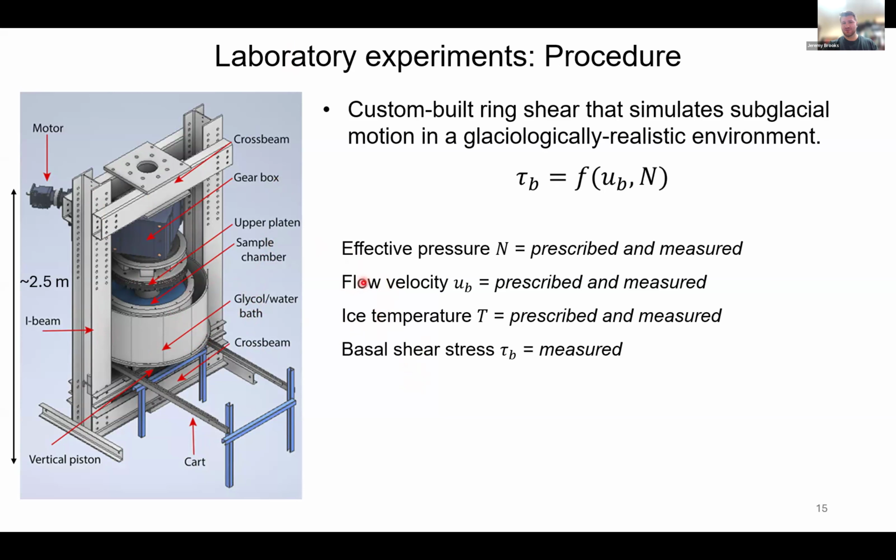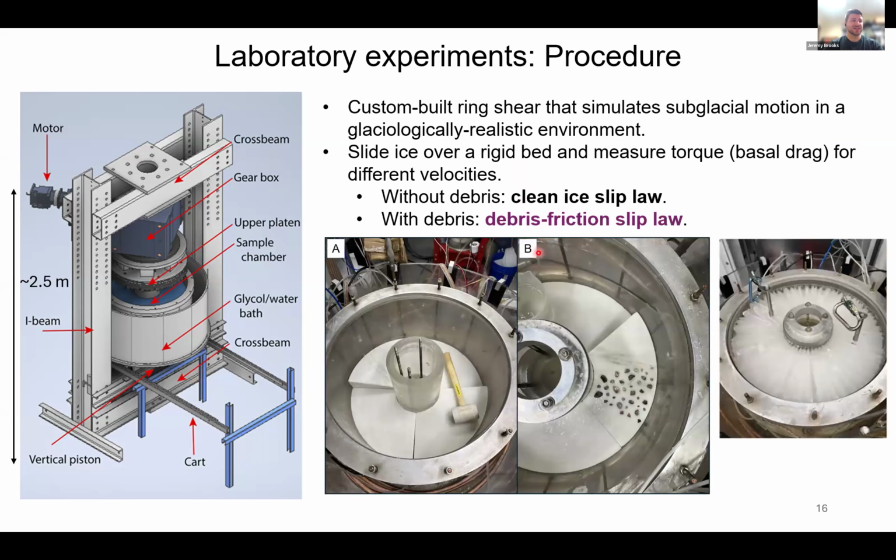So we set these to be realistic glacial conditions, and we both prescribe and measure our ice temperature to be at temperate conditions. And then through a torque sensor installed at the base of our sample chamber, we measure the basal shear stress. So using this device, we conduct two sets of experiments where we derive the slip law. In both of them, we use a hard, rigid bed composed of these marble pieces shown here, where we have two inclined steps separated by flat pieces. These inclined steps are meant to give us roughness elements that are realistic underneath glaciers.